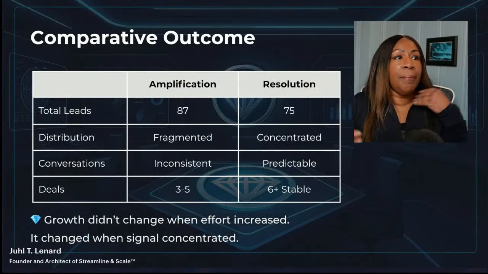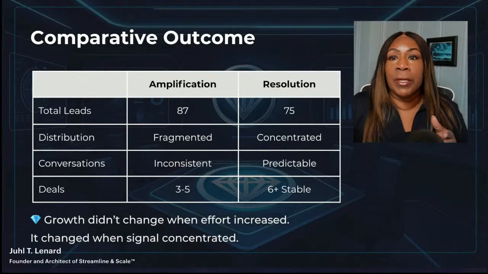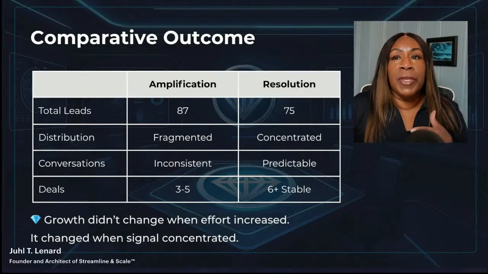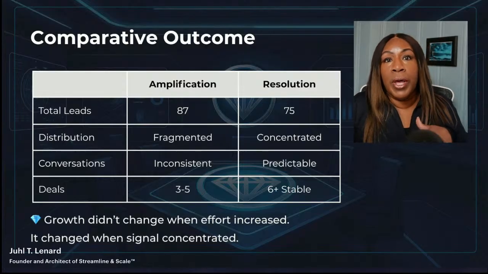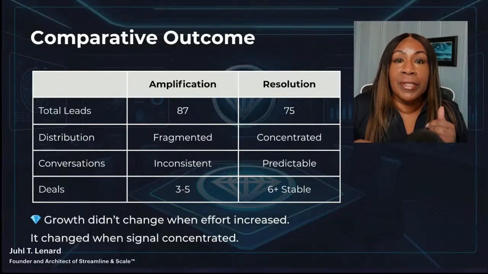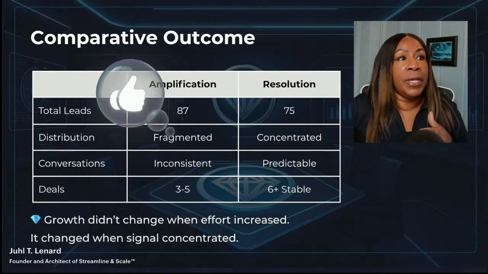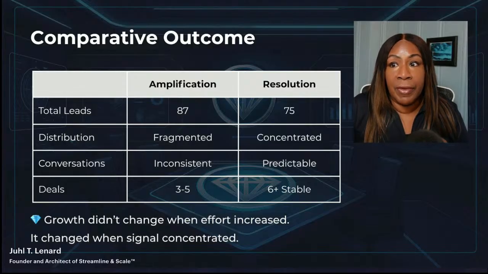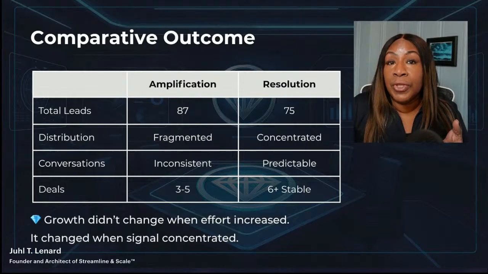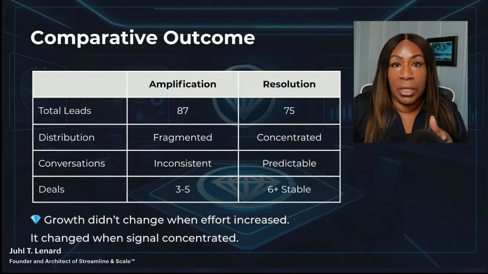Now let's step back a minute and just look at this and compare. We had 2 paths, so to speak, that we looked at. One is we amplified the existing distortion. Okay. The other one is we resolved it. We increased signal density. So total leads in the amplification example were 87, but the distribution was fragmented and the conversations were inconsistent. Only closed 3 to 5 deals.